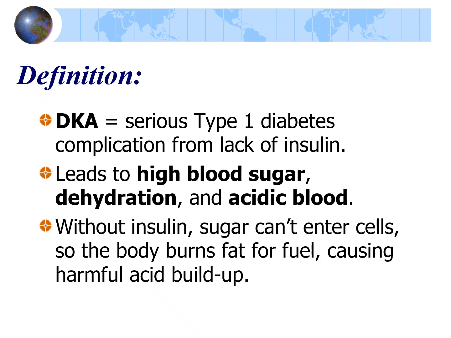Let's start by defining what DKA is. Diabetic ketoacidosis is a serious complication of type 1 diabetes mellitus. It happens when the body does not have enough insulin, either because it's missing or severely inadequate. This causes three major problems in the body.